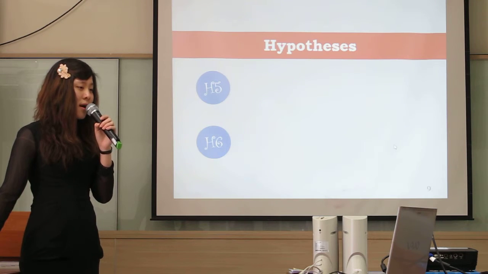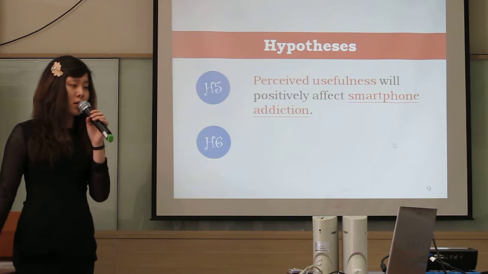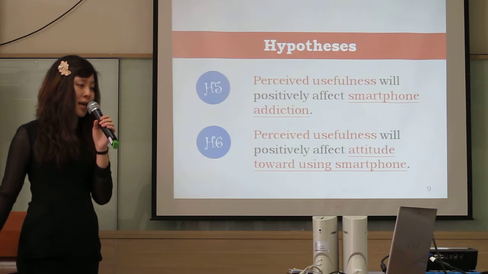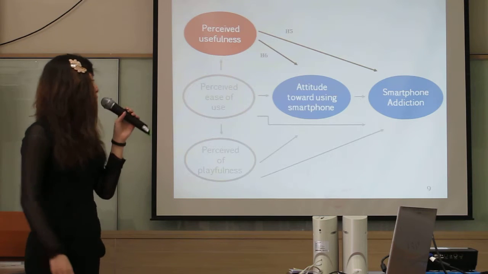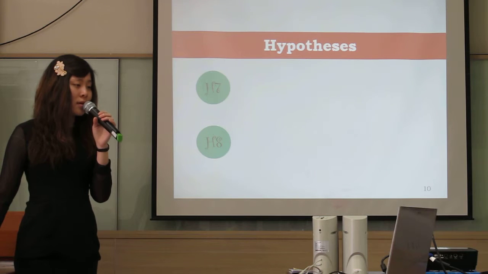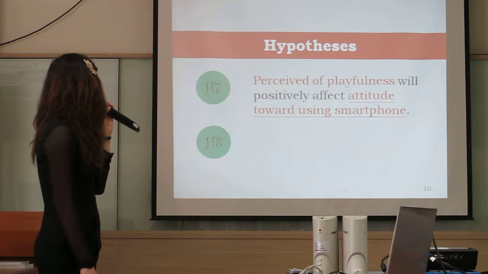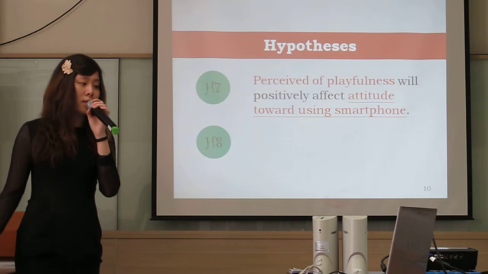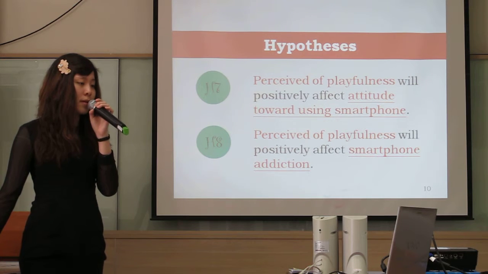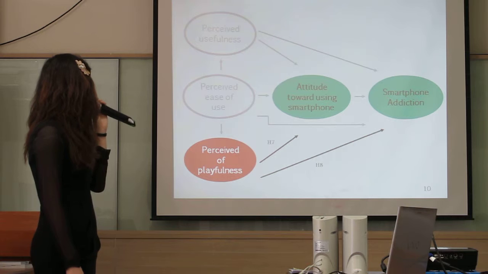And hypothesis 5. Perceived usefulness will positively affect smartphone addiction. 6 is perceived usefulness will positively affect attitude toward using smartphone. And this is hypothesis 5 and 6. Hypothesis 7. Perceived playfulness will positively affect attitude toward using smartphone. And hypothesis 8. Perceived playfulness will positively affect smartphone addictions. And this is hypothesis 7 and 8.